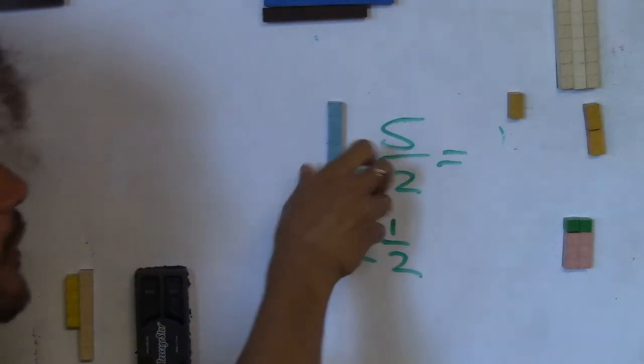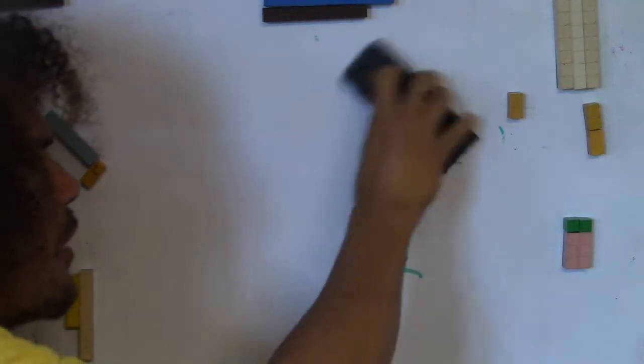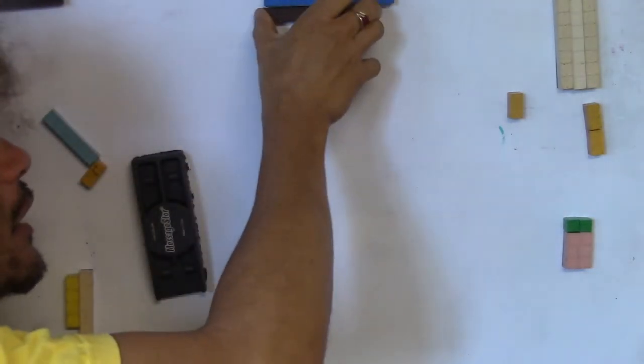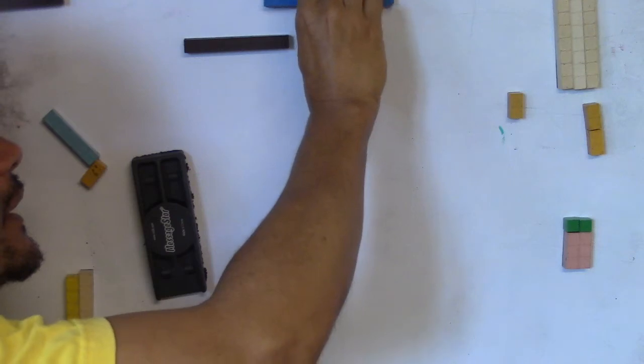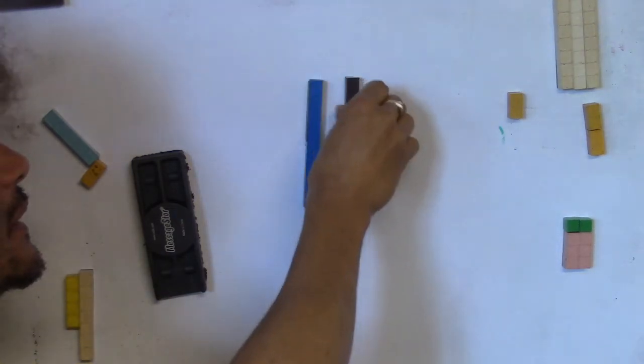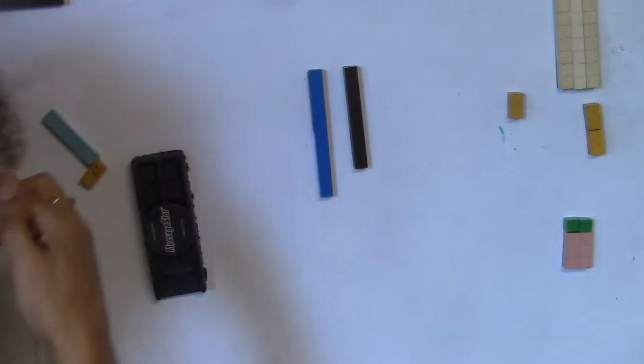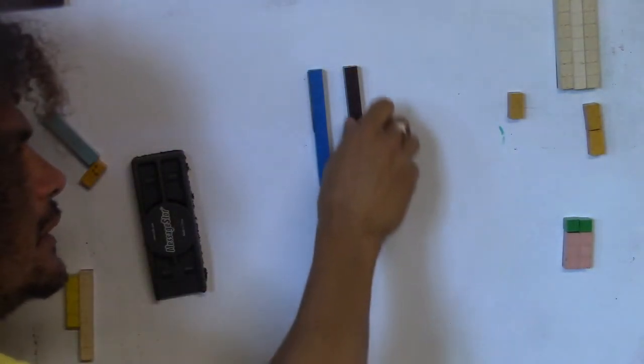So let's see here. Let's try again. What if I had something bigger? That was a small one. What if I had something like, oh, I don't know, 18 fifths. There you go.